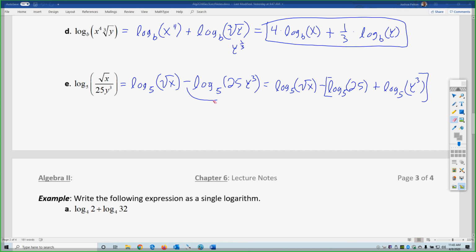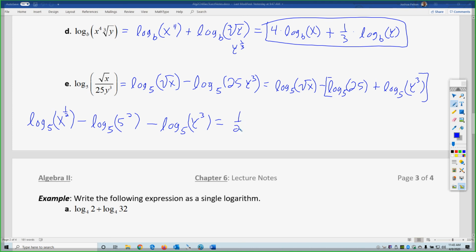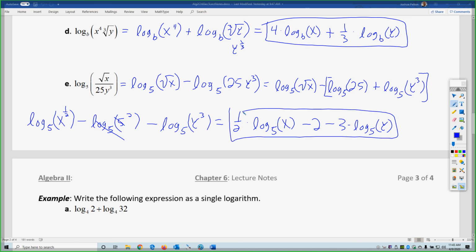So now we can do some simplification first before we do the last step, which is the power rule of logs. So this is really log base 5 of x to the 1/2. Distribute the negative. I have log base 5, 25 is 5 squared. Distribute the negative, and I have log base 5 of y to the third. So final answer using the power rule is 1/2 times log base 5 of x. These cancel, leave me with a 2. And lastly, 3 times log base 5 of y is our final answer. Okay, that is the end of part 2.